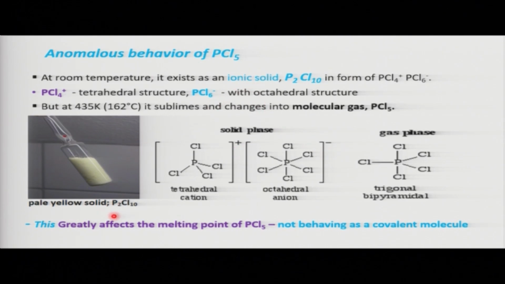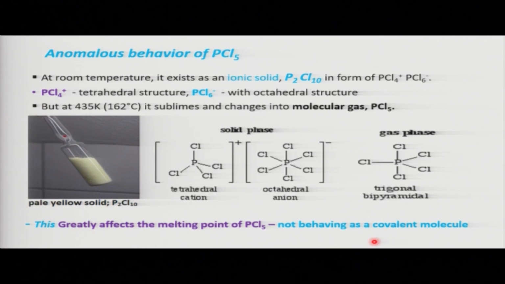And this is why it exists as P2Cl10, divided in as PCl4 positive and PCl6 negative. It's a unique behavior for PCl5 or phosphorus pentachloride. And this unique behavior affects even the melting point, as we're going to see when we come to the properties of the chlorides.